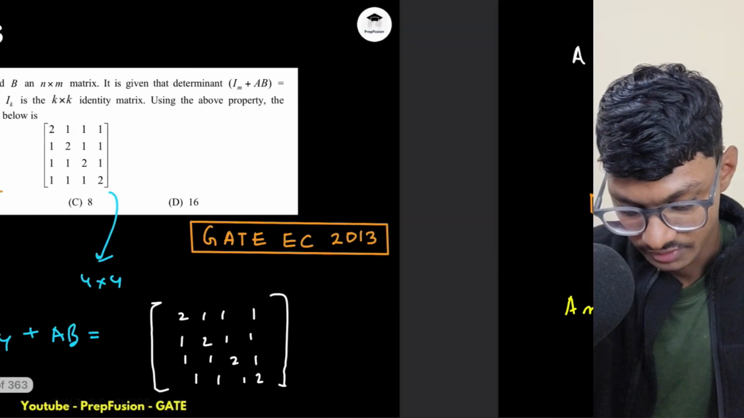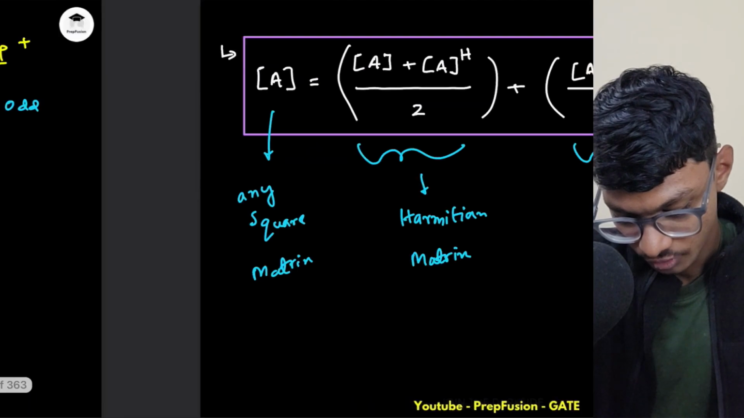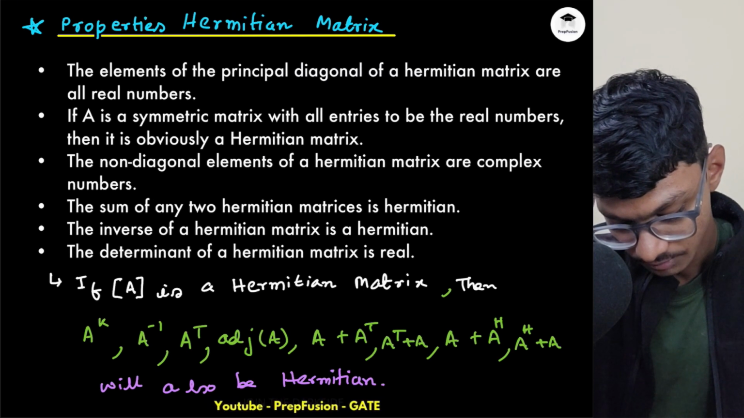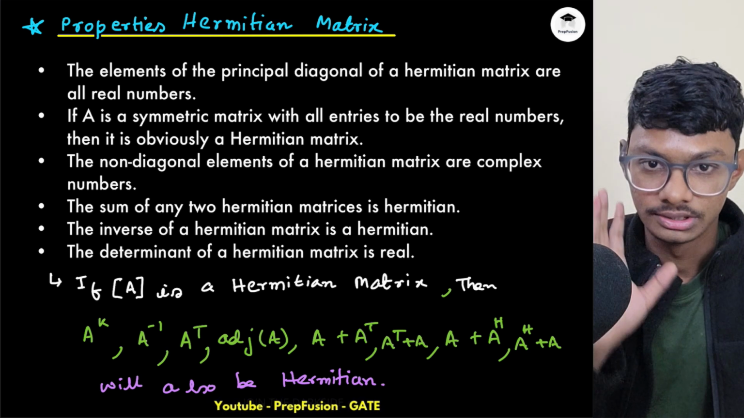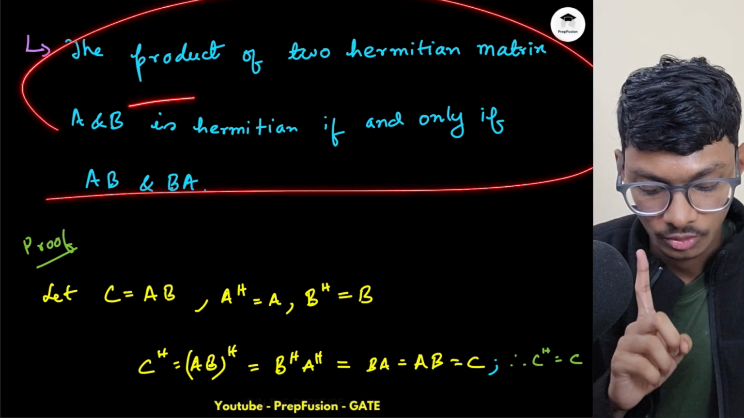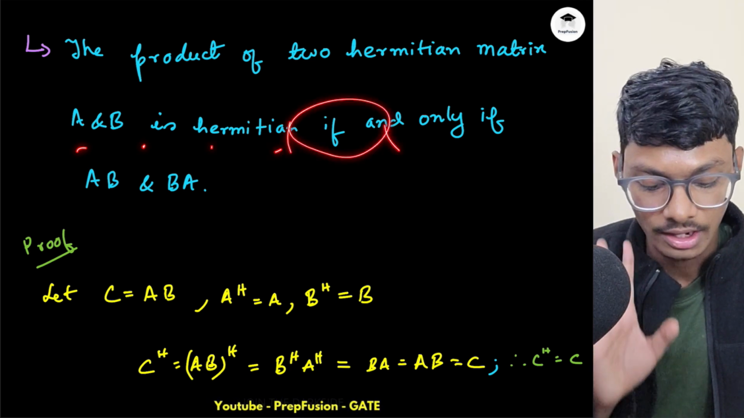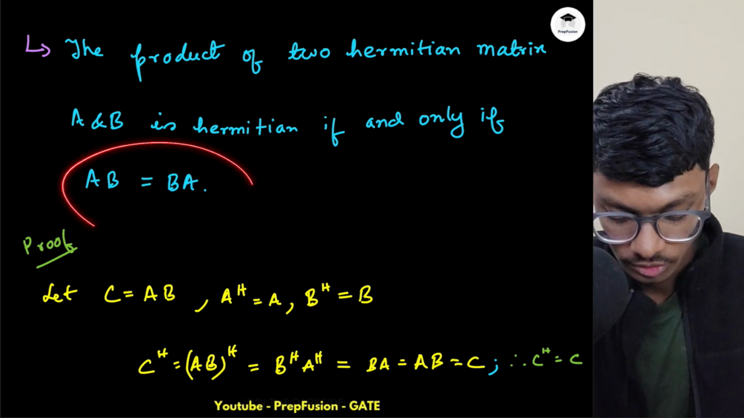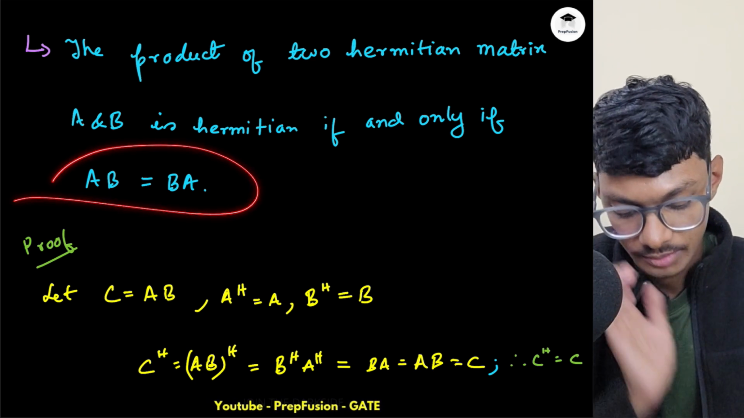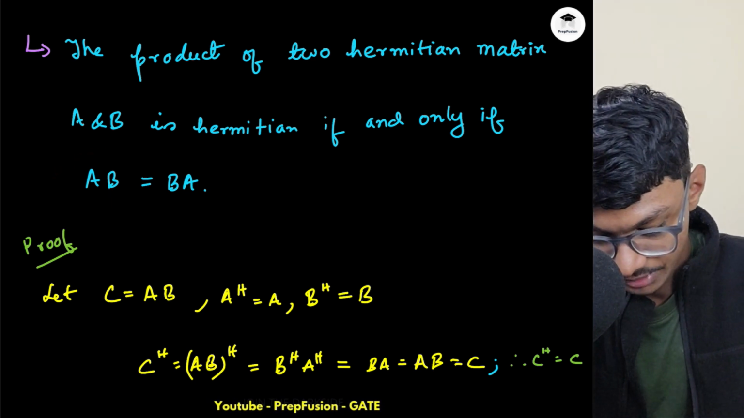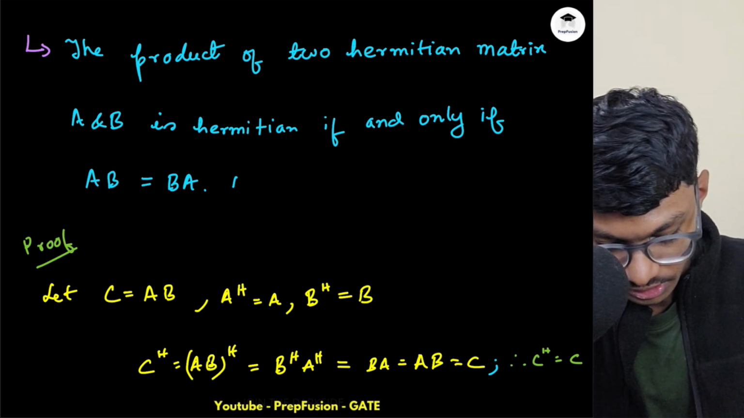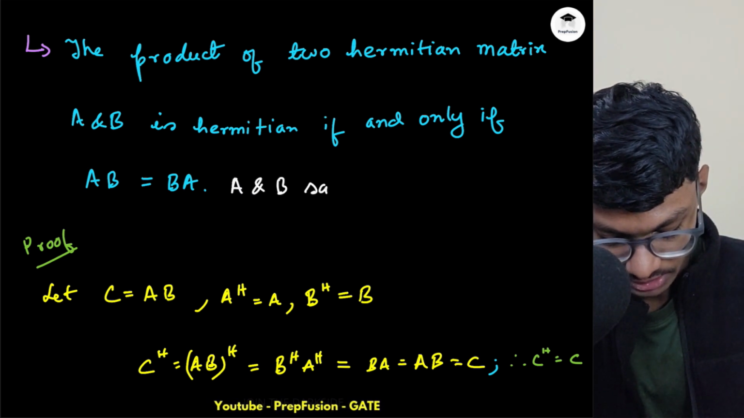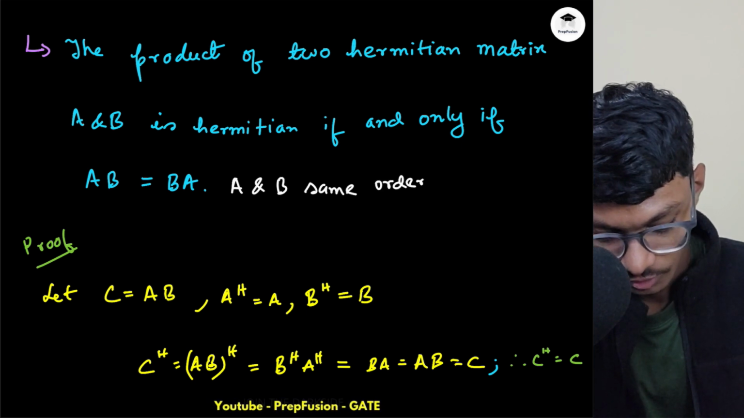When I was talking about the properties of a Hermitian matrix, I stopped at this product: the product of two matrices is also Hermitian, but there was a mistake over here. I have rewritten the statement: the product of two Hermitian matrices A and B is Hermitian if and only if AB equals BA. Both of them, A times B equals B times A, then only the product will be Hermitian. Basically both of them have to be square matrices of the same order, and square matrices obviously.